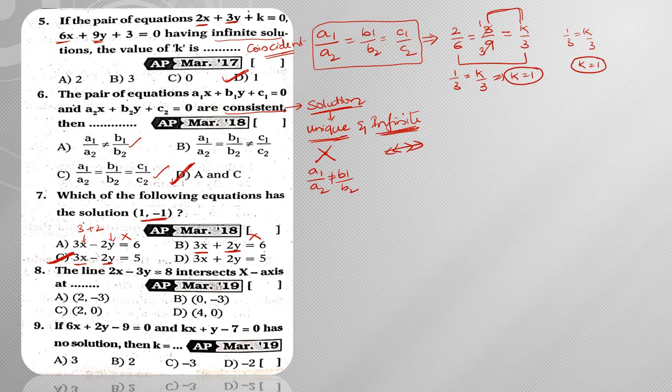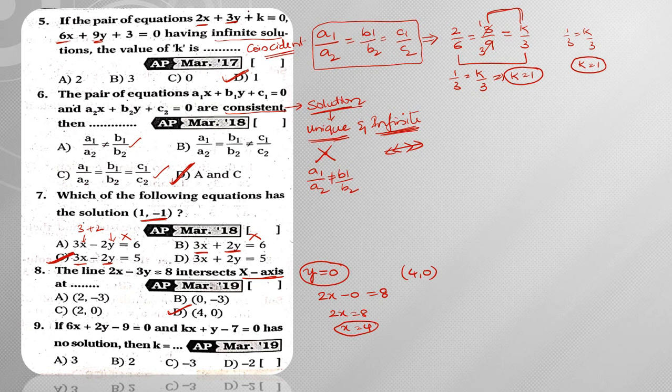Next, the line 2x minus 3y is equal to 8 intersects the x-axis at. So already I told you, intersects the x-axis means at that position y will be equal to 0. Simply substitute y is equal to 0. What am I going to get? So 2x minus 0 is equal to 8. From this, 2x is equal to 8, x is equal to 4. So based on this, what is the point? First the x coordinate, next the y coordinate. So 4, 0 is my answer. Hence option D is my answer.